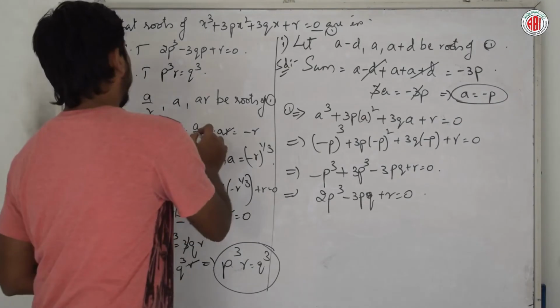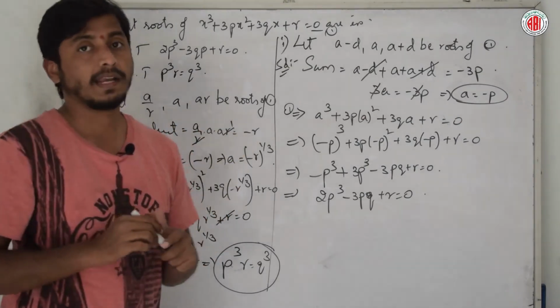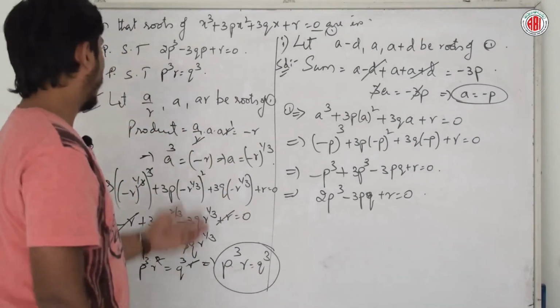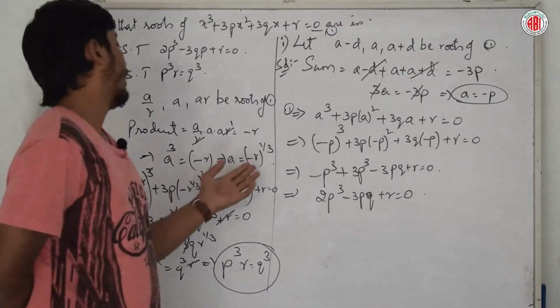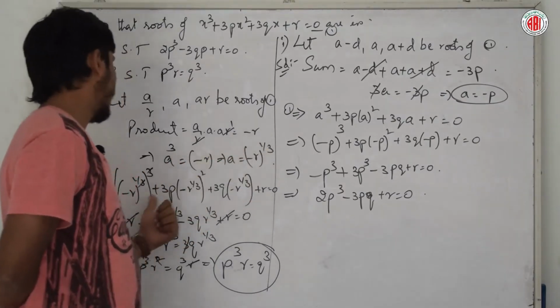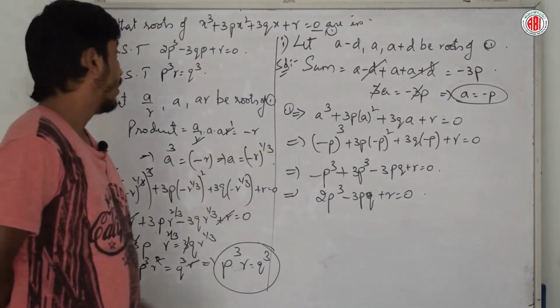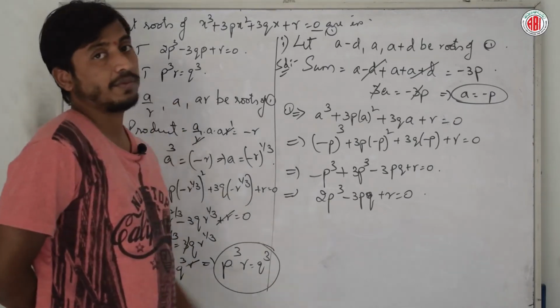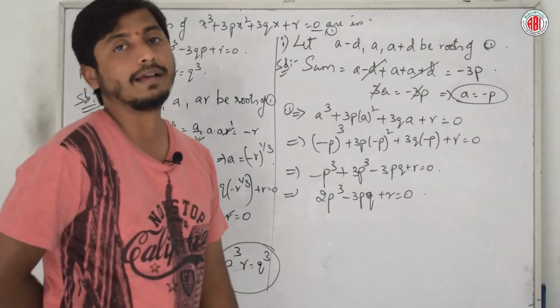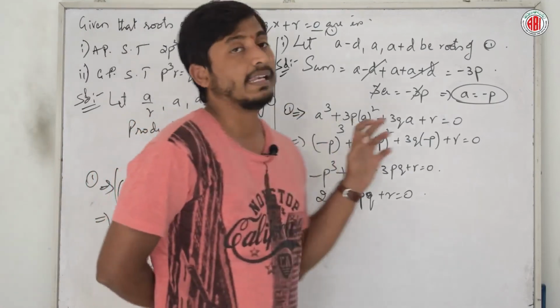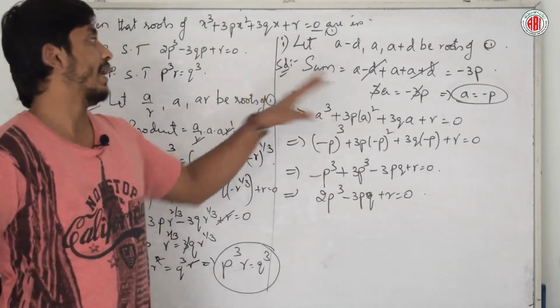So let me write it as R dash. Done. So I'll get the value of A as minus R whole power 1 by 3. Obviously we'll substitute in the equation in order to show that P cube R is equal to Q cube. Clear? So we have seen when the given roots are in AP and GP.